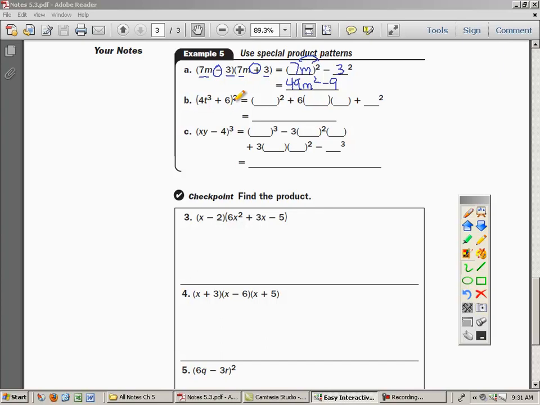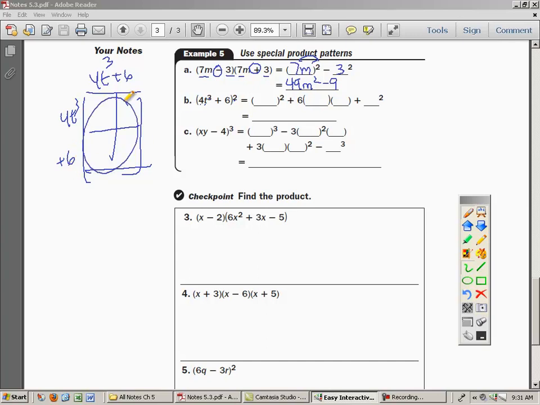We are squaring 4t to the third. So you can write this out. You can do 4t cubed and 4t cubed plus 6, and you can do it this way, or we can use our special patterns. And again, I told you there was another typo here. This needs to be changed to a 2.